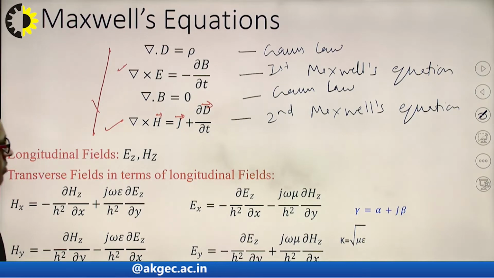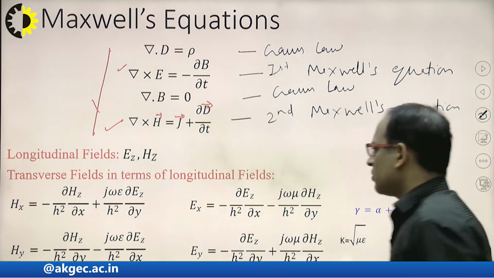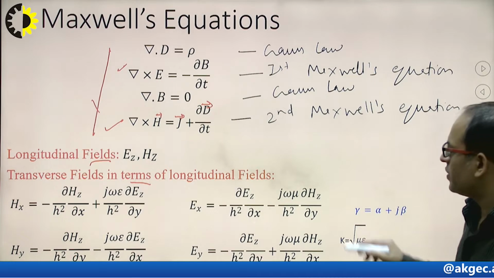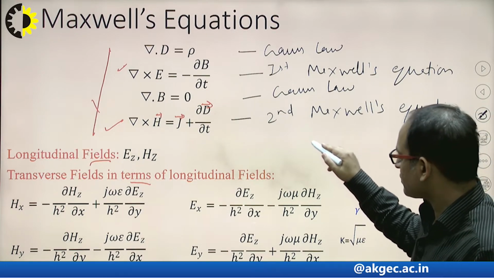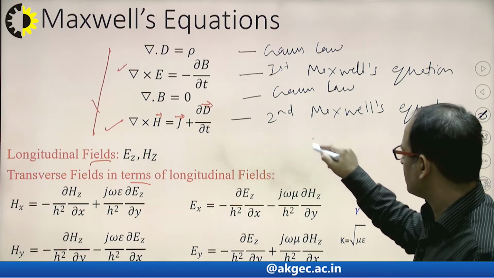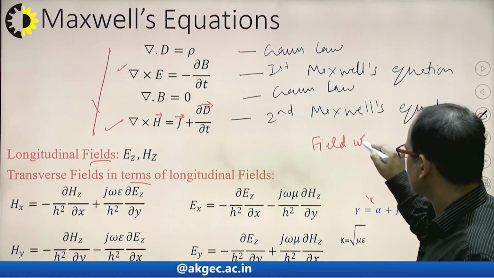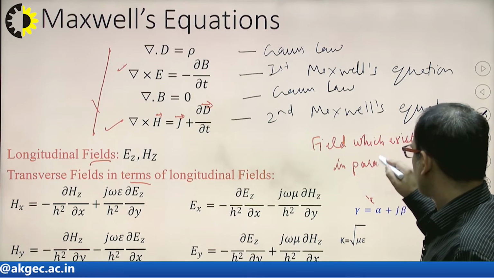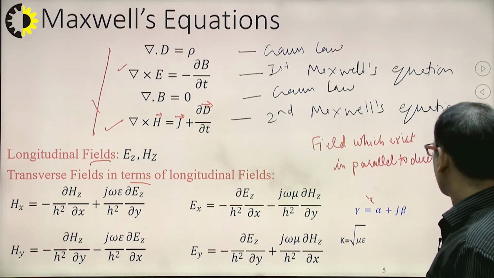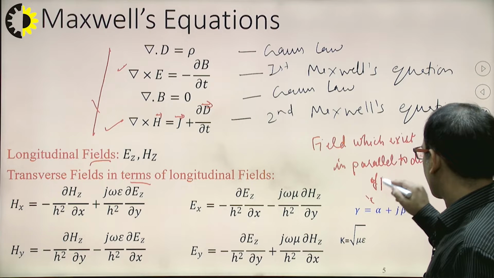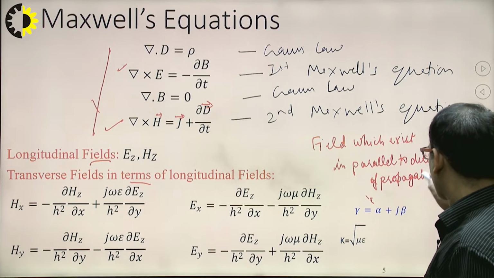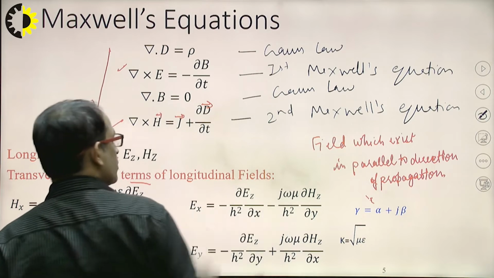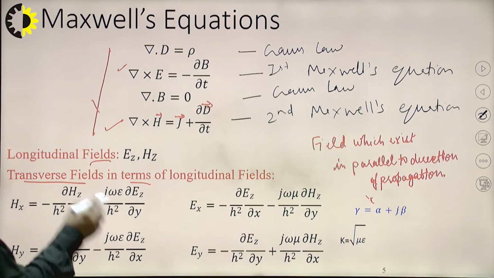Now, before we study the waveguide, we should know about the longitudinal fields and the transverse field. What is a longitudinal field? Longitudinal fields are the fields which exist parallel to the direction of propagation. Clear? And the field which exists perpendicular to the direction of propagation is known as the transverse field.